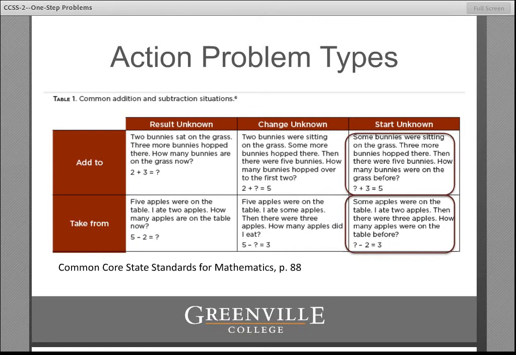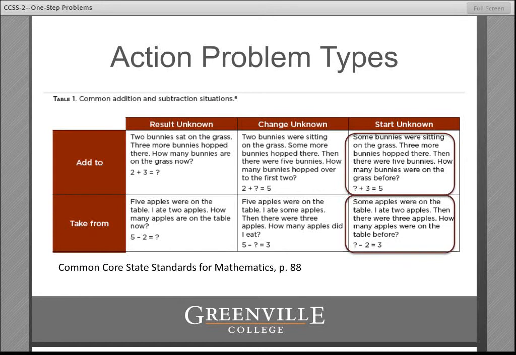And those represent the position of the unknown in the problem. So we have 2 types of action, add to or take from, and 3 possible positions of unknowns, whether it's the result, the change, or the start. So that's the classification system that's being used here. Quickly, I would just like to point out that the first column, the result unknown, are the easiest, and those were introduced for the first time in kindergarten.